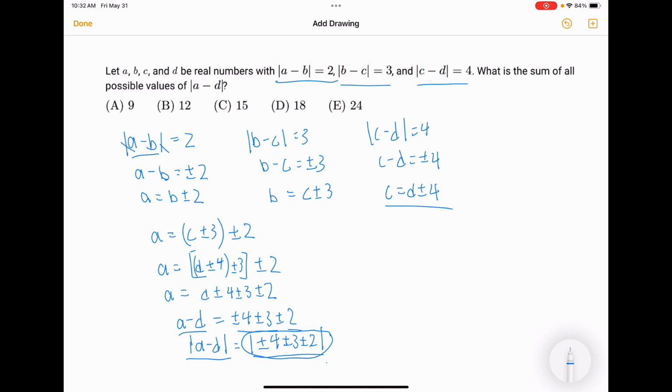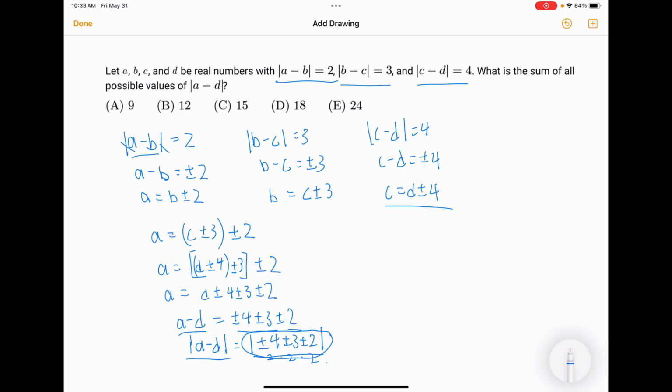And so right here, we can actually just list them all out, because there are not many possibilities. There's 8 possibilities, because it is 2 to the power of 3. And that is because we have 2 possible values for each number, and then we have 3 numbers. It would be like 2 possible values for 4 times 2 possible values for 3 times 2 possible values for 2. So that's how we got 8 possibilities for the value of this. But that does not really matter, because it's not asking us how many possible values there are. It's asking us what is the sum of all of the possible values. So that means that we actually have to solve it out.